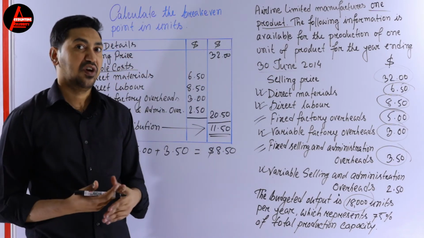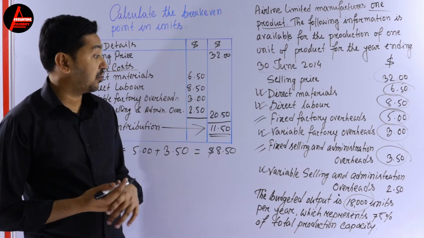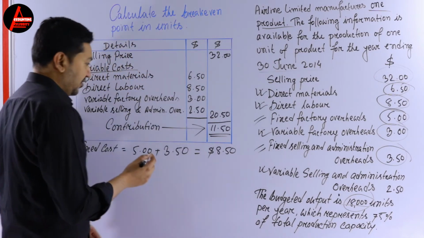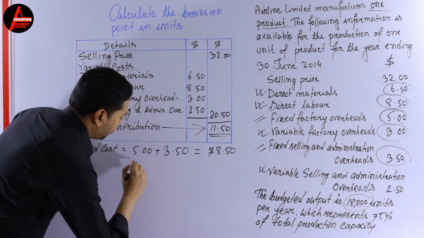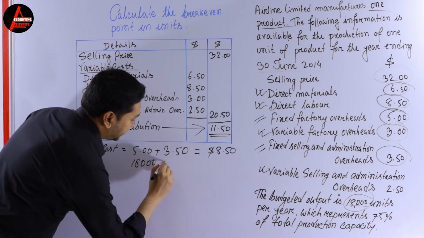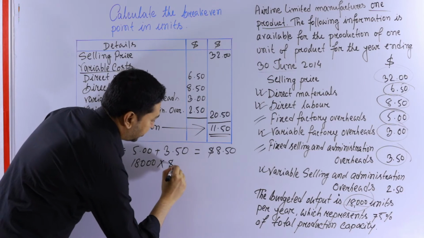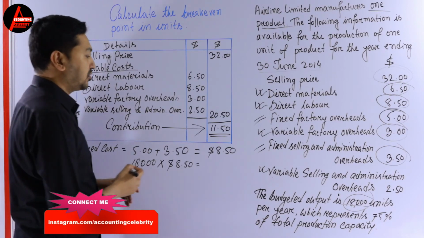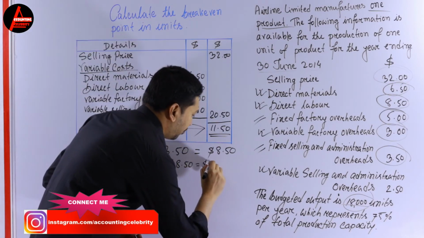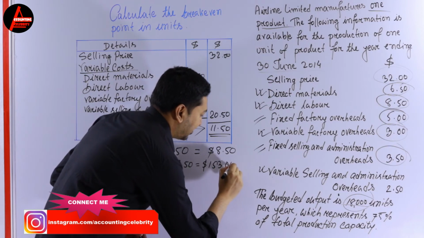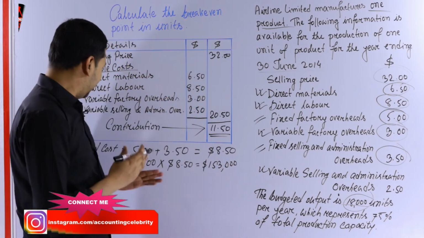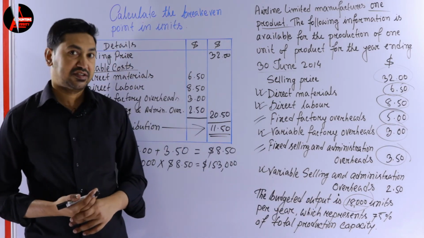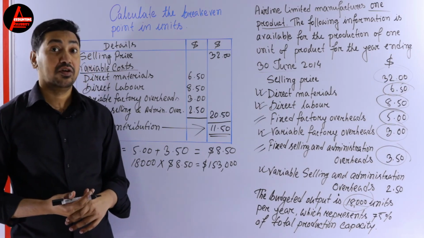So now what to do? What is the fixed cost for these 18,000 units? So our fixed cost will be 18,000 units times $8.50. If we multiply, it is $153,000. This is the fixed cost for these 18,000 units. So now we will calculate our break-even point.